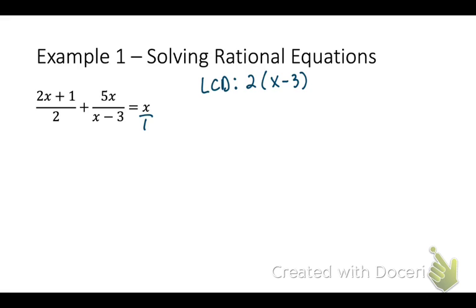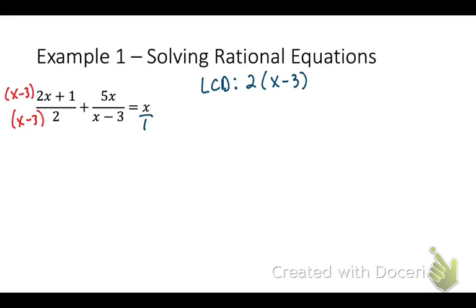Now, I have 3 fractions going on. In order to get each of them over 2 times x minus 3, I'm going to multiply the top and the bottom of each fraction by whatever isn't in the denominator. So this first fraction here, 2x plus 1 over 2, has a 2 in the denominator. So I'm just going to multiply the top and bottom of this fraction by x minus 3. So now you'll notice in the denominator I have a 2 and an x minus 3 in this fraction, which is my least common denominator.